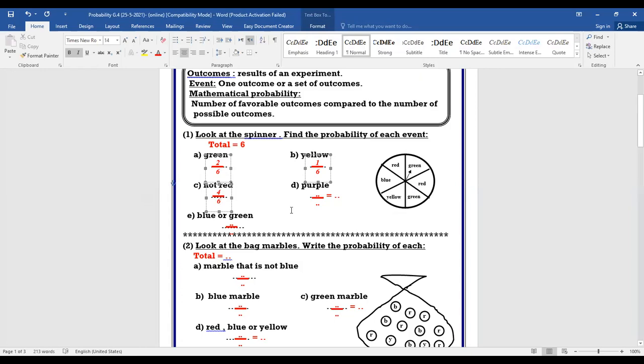Okay. Purple. How many purple parts here? Come on, Reem. Be quiet please. Reem. How many purple?